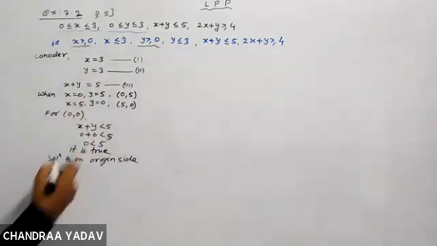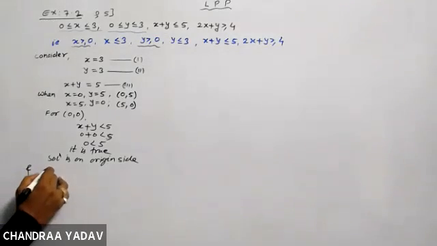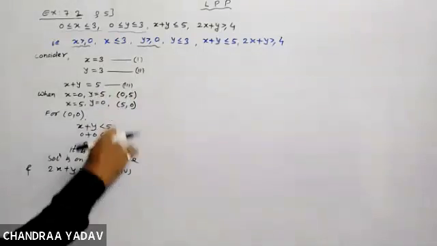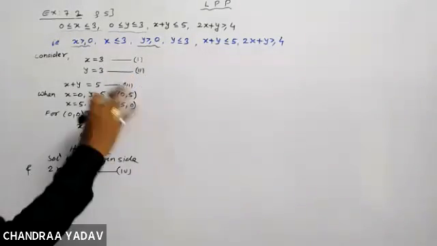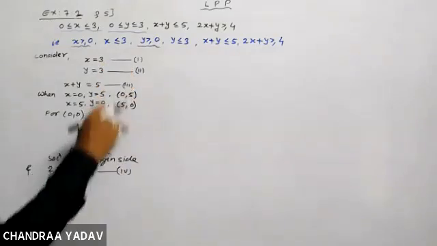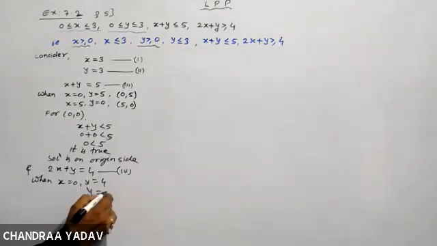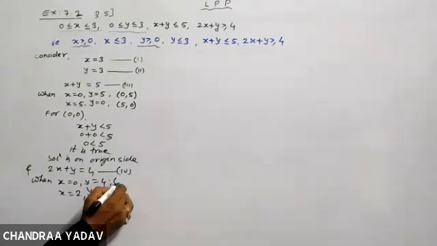Okay. Then what is the next one? 2x plus y is equal to 4. Even if you're not writing 1, 2, 3, 4, it's okay. This is equation number 1, 2, 3, 4. There is no particular reason behind numbering the given equations. So now here, when x is 0, y is 4. When y is 0, x is 2. Very good. Coordinates 0, 4 and 2, 0.